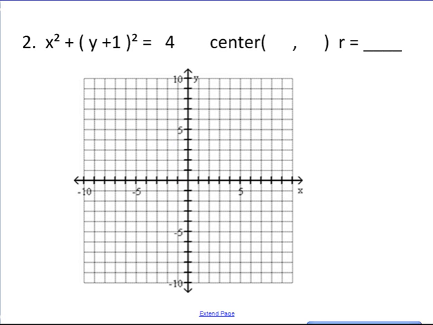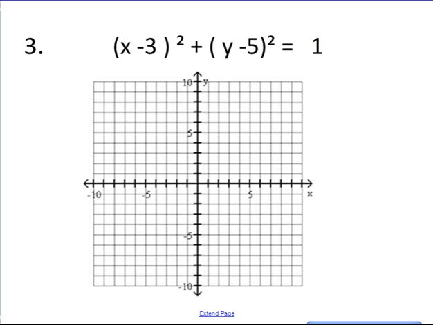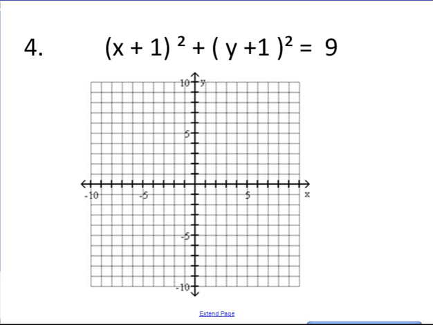Do this one on your own. Well, no, actually, let's take a look at this one. I have x squared. That's the same as x minus 0 squared. Y plus 1 squared equals 4. So what would the center be? Well, the center for the x is going to be 0, and for the y, negative 1, radius of 2, and I will have you graph that on your own. And graph this one and this one.